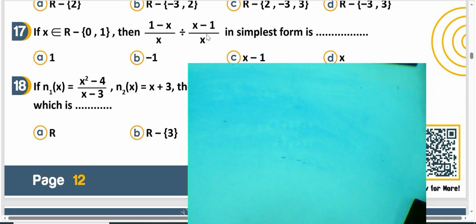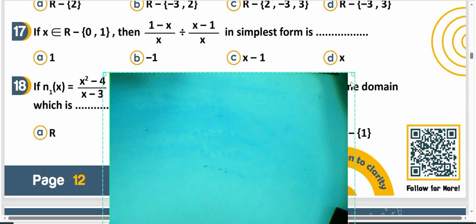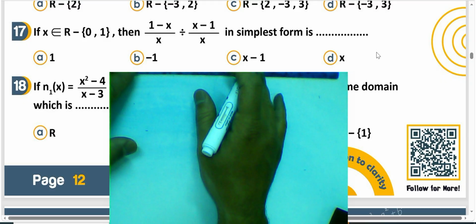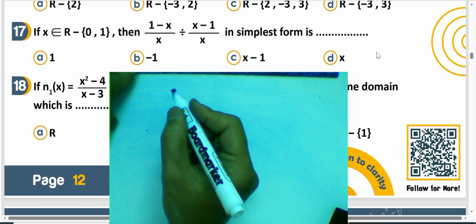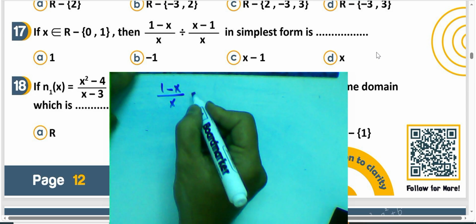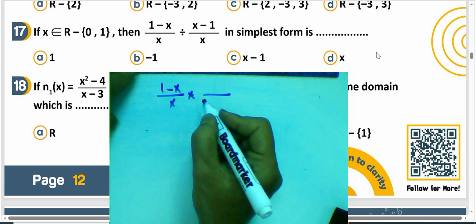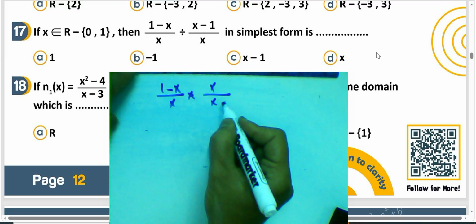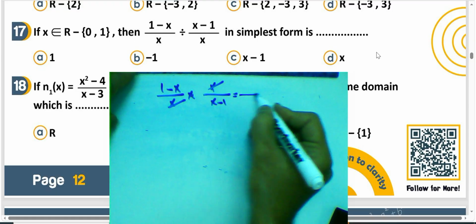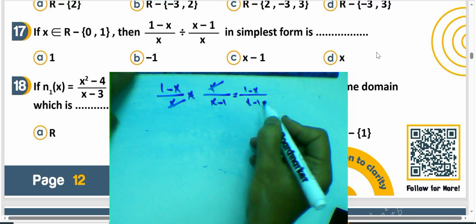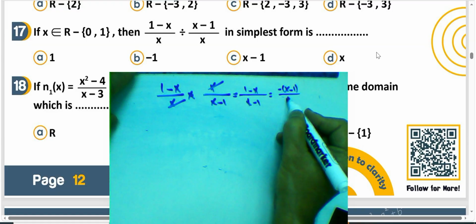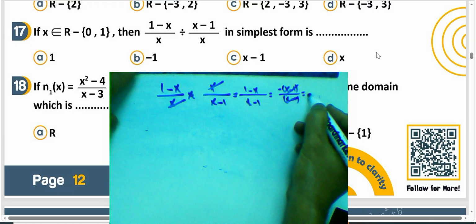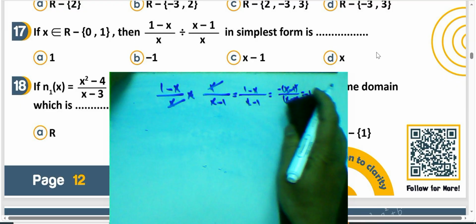Next question. We have a division between two terms. We will find the simplest form. We have 1 minus x over x. I will write the product here, converting from division to multiplication, and write x over x minus 1. You can simplify, then the result will be 1 minus x over x minus 1. You can write negative as a common factor, then the result will be negative times x minus 1 over x minus 1. We can simplify, then the result will be negative 1. Choose letter B.